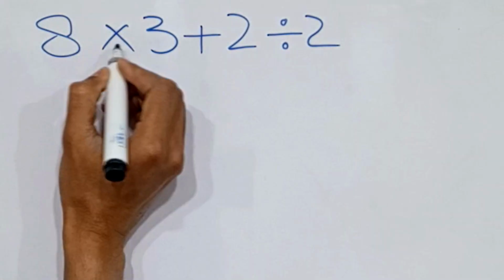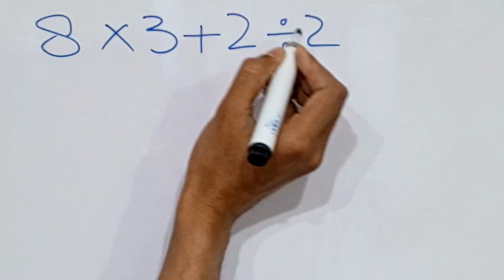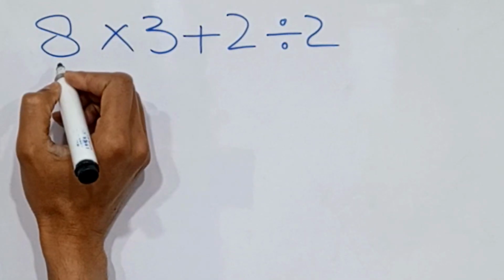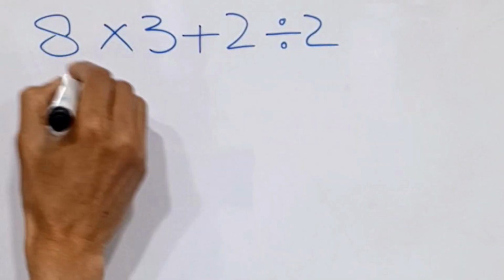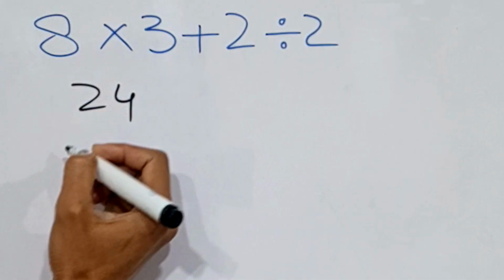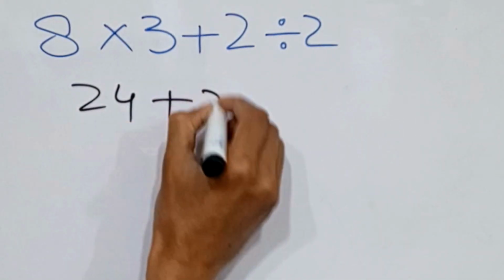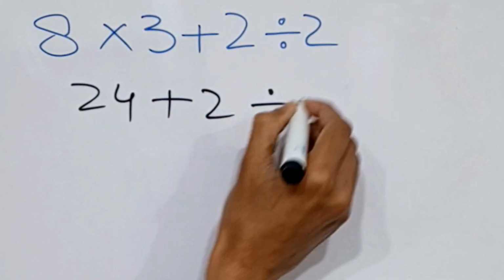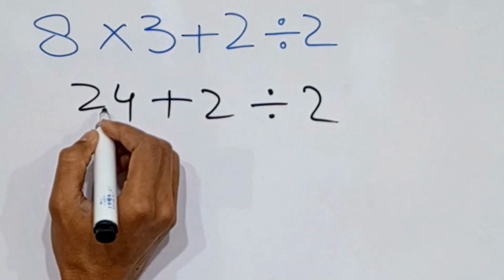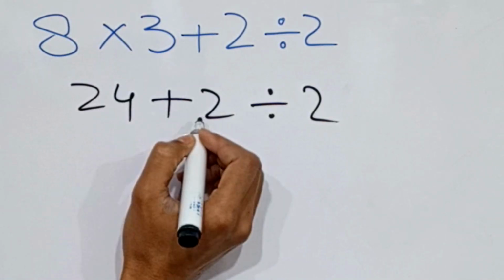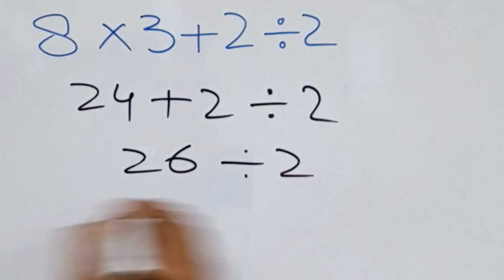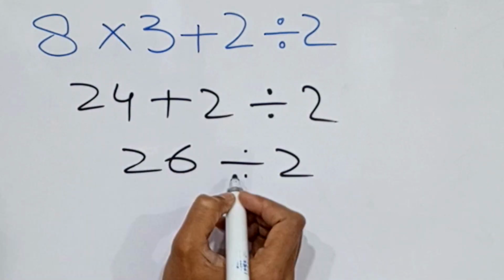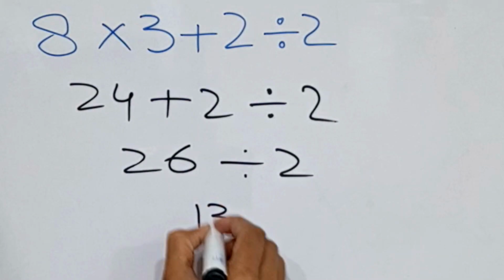Hey guys, we have 8 times 3 plus 2 divided by 2. Let's solve this step by step. 8 times 3 equals 24, right? Plus 2 and times 2, right? Now 24 plus 2 equals 26 divided by 2. Now 26 divided by 2 equals 13.